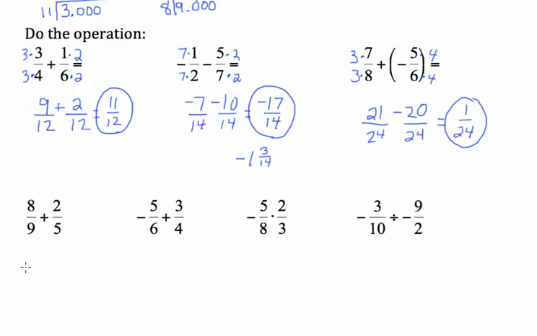Get a common denominator. 9 times 5 will work. 45. Is there anything smaller that will work? No.